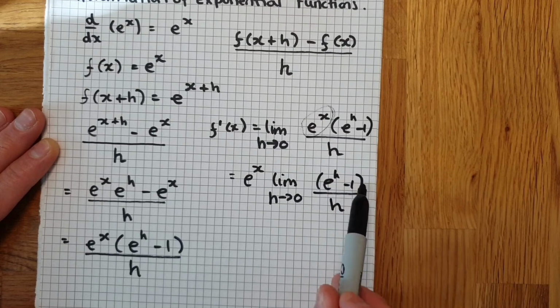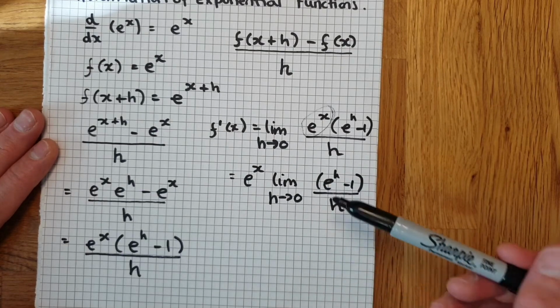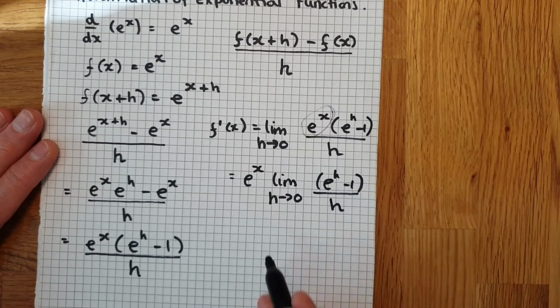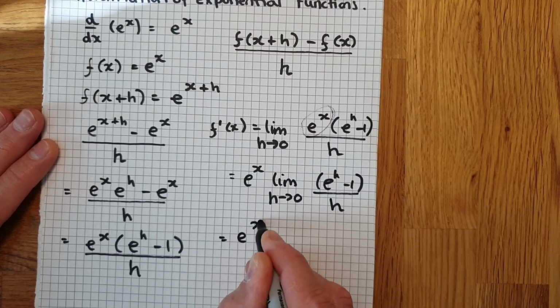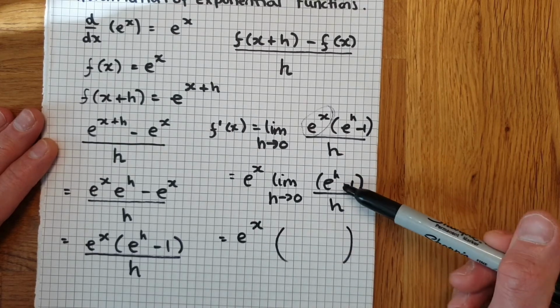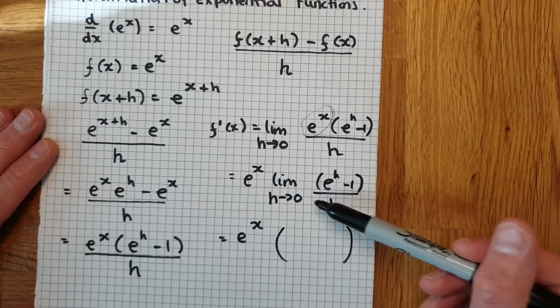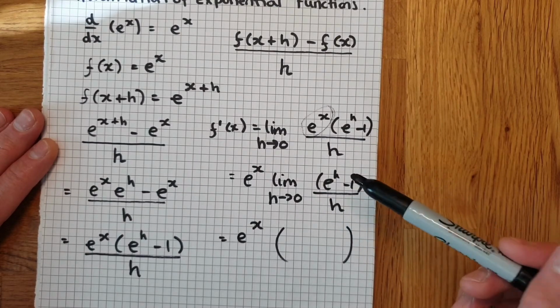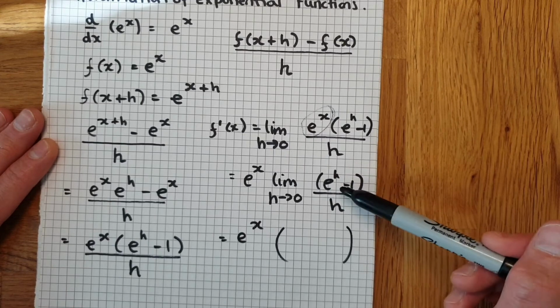I don't really need that bracket there anymore. Now, as h tends to 0, e to the power of 0 is just going to be 1. We get 1 take away 1. 1 take away 1 is going to be 0. Now, obviously, as h tends to 0, the denominator gets smaller and smaller and smaller. But if the numerator is going to become 0, then we're okay.